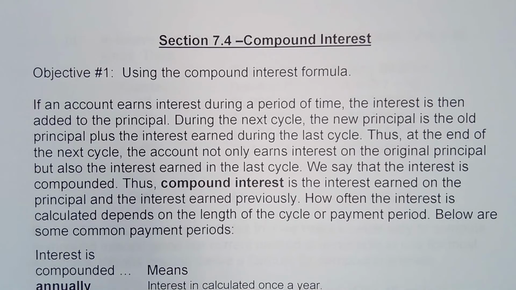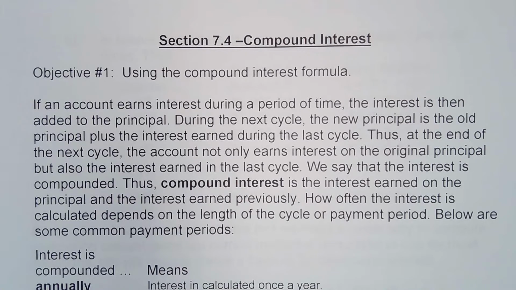Section 7.4 talks about compound interest. If an account earns interest during a period of time, that interest is then added to the principal. During the next cycle, the new principal is the old principal plus the interest earned during the last cycle. Thus, at the end of the next cycle, the account not only earns interest on the original principal, but also the interest earned in the last cycle.